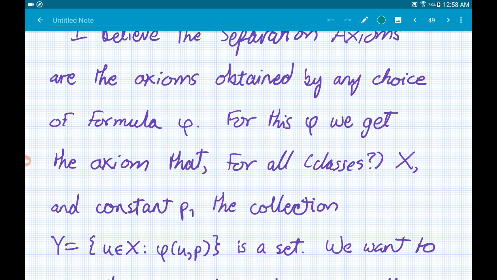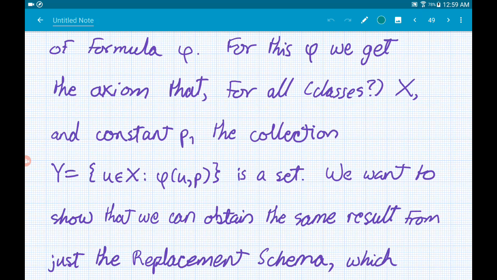For this phi, according to the separation schema, if X is any class, I think is what's intended, and a constant p, then the collection of all elements in X that satisfy phi is a set. That is essentially what the separation schema tells us. We would like to show that we could obtain this only using the replacement schema.